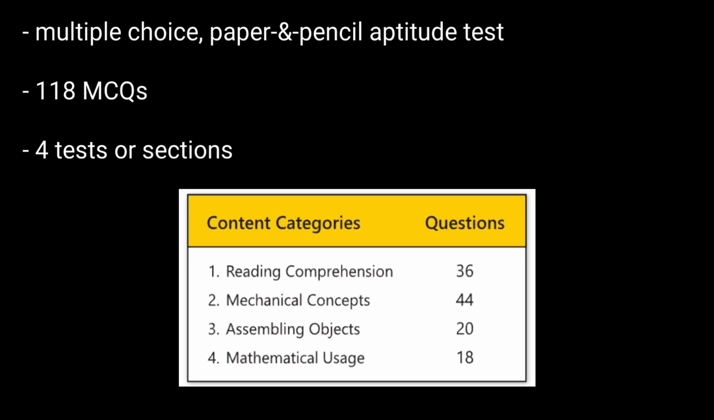The MASS is a multiple choice paper and pencil aptitude test containing 118 multiple choice questions. It consists of 4 tests or sections, and the sections are shown with numbers of questions as well.